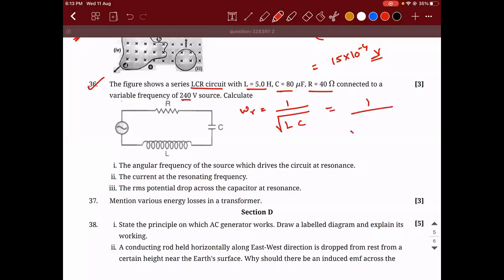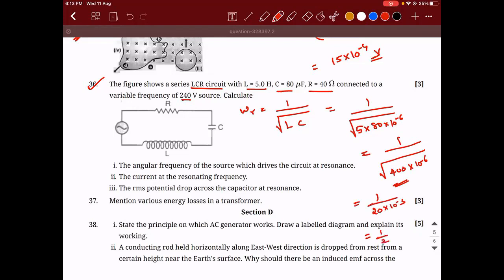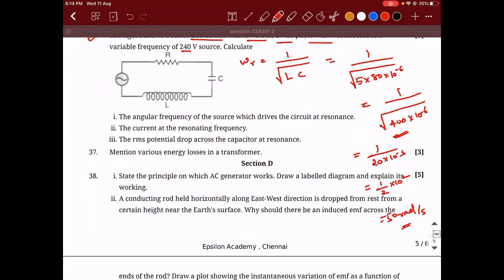So 1 by square root of L is 5 into 80 into 10 power minus 6. So 1 divided by square root of 400 into 10 power minus 6. So that will be the value of omega R. That will be 1 by 20 into 10 power minus 3, or 1 by 2 into 10 power 2. So 0.5 into 10 power 2 is 50. It will be 50 radians per second.